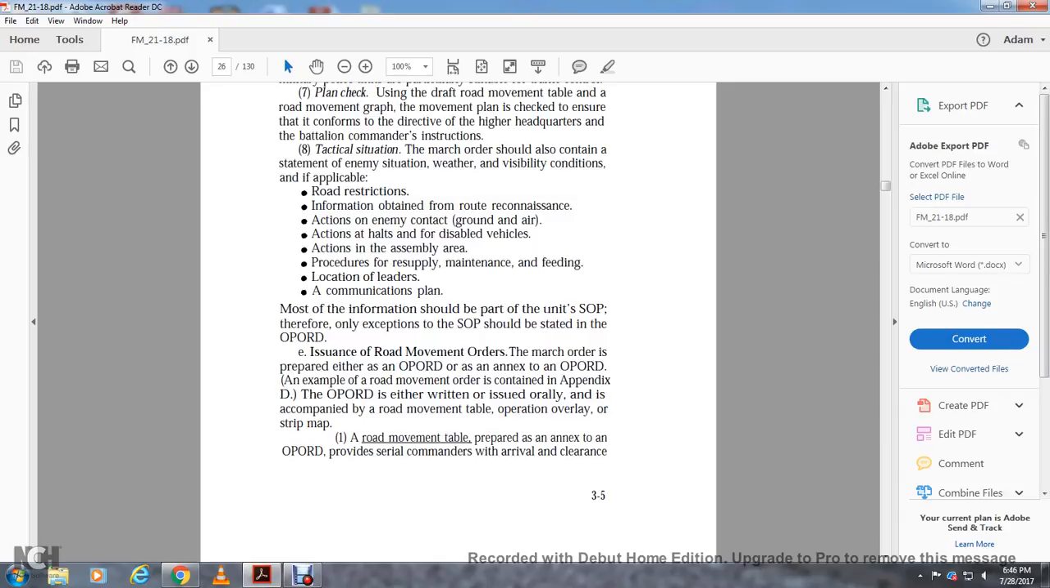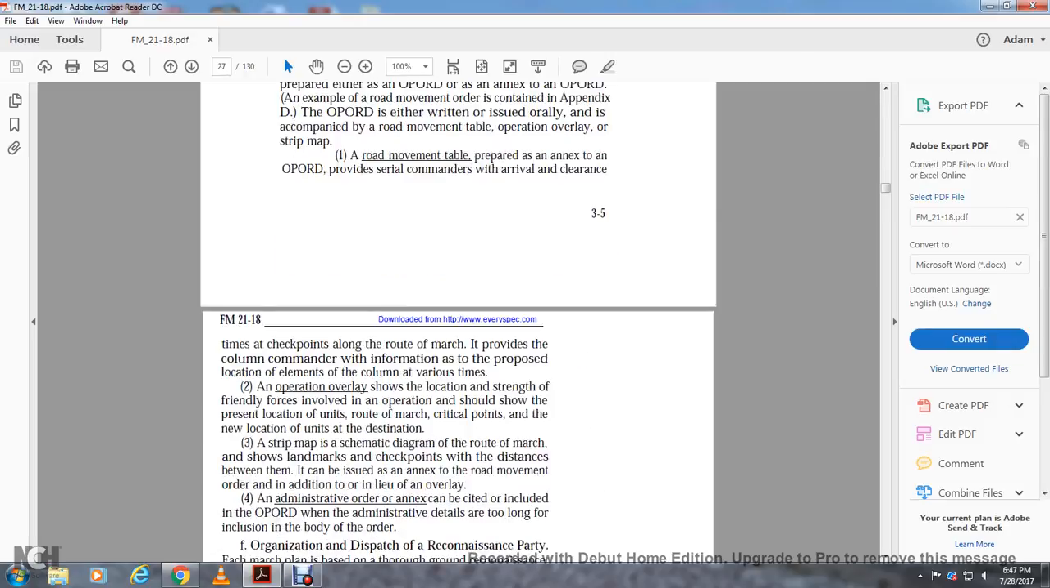Most of the information should be part of the unit Standard Operating Procedure. Exceptions to the Standard Operating Procedure should be stated in the OPORD. Issuing of the road movement order: the march order is prepared with either the OPORD or an annex to the OPORD. For example, the road movement is contained in Appendix D. The OPORD is usually written, accompanied by the road movement table, the operation overlay, and the strip map. The road movement table, prepared as an annex to an OPORD, provides serial commanders with the arrival and clearing times of the checkpoints.